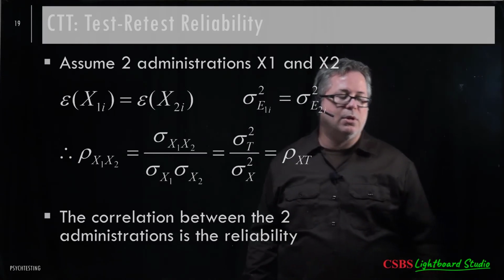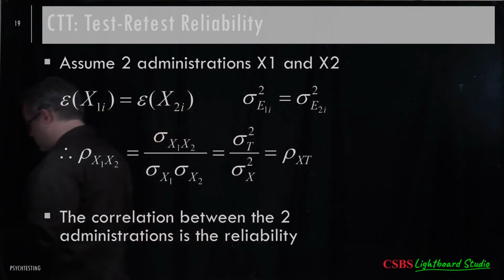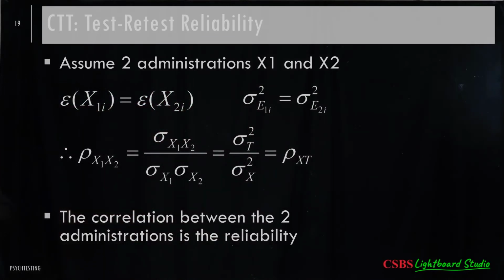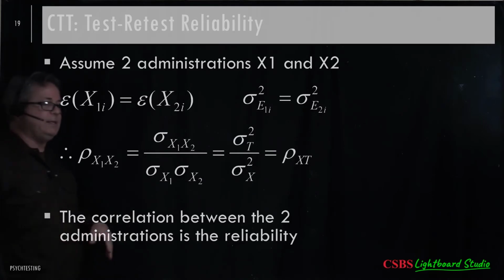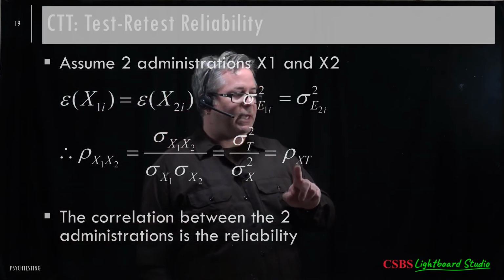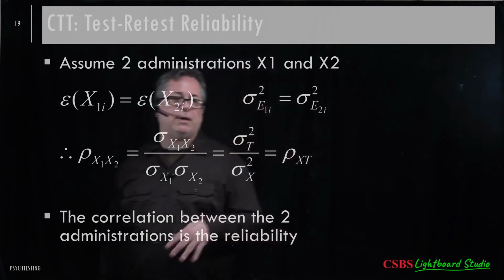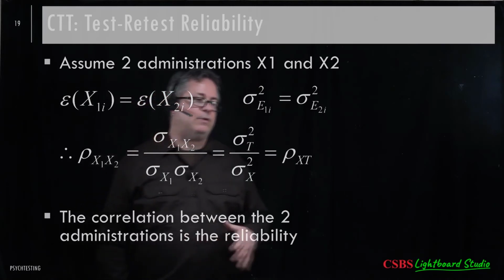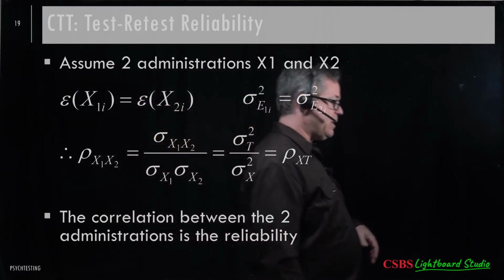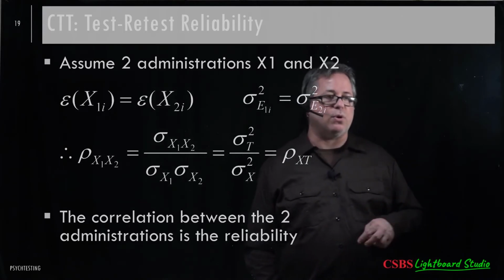So rho x1, x2 is the correlation between the time one and time two measures, and then rho xt is just saying that it should be reflecting the correlation between the scale, the sample you've pulled out of the domain, and the true score that's being measured by that domain. That's why test-retest reliability is a measure of reliability and a measure of the reflection of the true score.